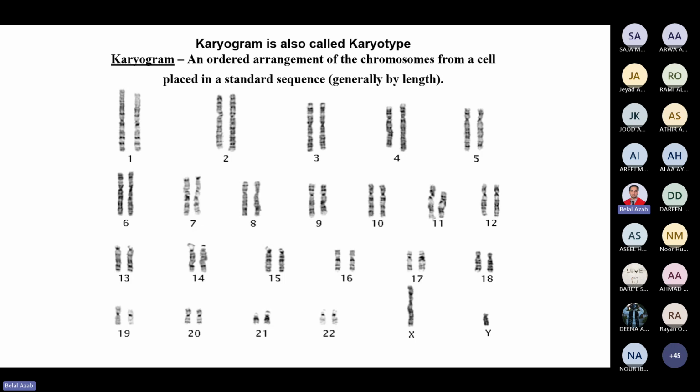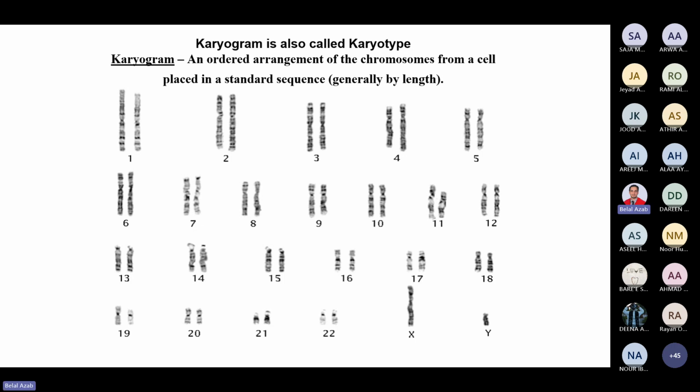The first 22 pairs are known as autosomal chromosomes. The last pair, this pair here, is known as the sex chromosomes. In males, it is XY, and in females, it is XX. Notice this is chromosome 1, and this is chromosome 1. So those are homologous chromosomes, one from each parent. One comes from the father, paternal, and the other is maternal.